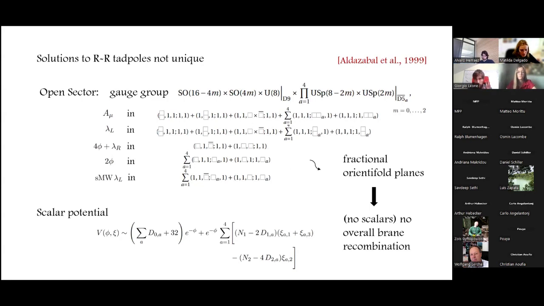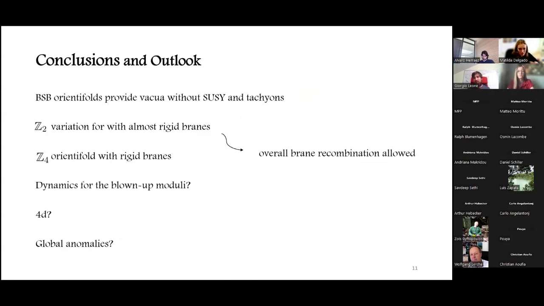So this was more or less what I wanted to tell you today. So let me just summarize what we've discussed and give you some future outlook that could be pursued. In particular, we have seen how BSB orientifolds provide a way to break supersymmetry, avoiding tachyonic instabilities. And we have explicitly discussed the two variations of the standard solution, in which anti-D-branes are placed on all the orbifold fixed points.